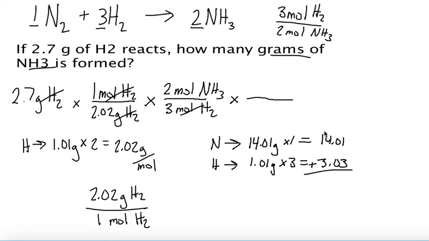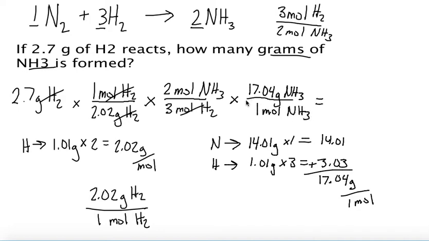We're going to add those together to get us the total mass of the whole compound. So 14.01 plus 3.03, we should get 17.04 grams per 1 mole. There's my conversion factor to get from moles of NH3 into grams of NH3. I'm going to put grams on top this time because I'm converting into grams. So there are 17.04 grams of NH3 for every 1 mole of NH3.